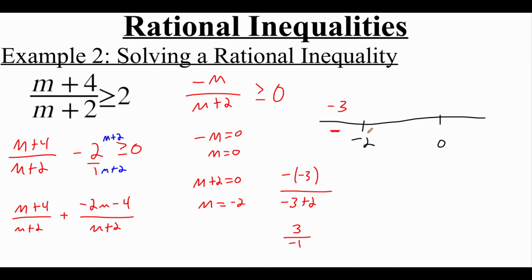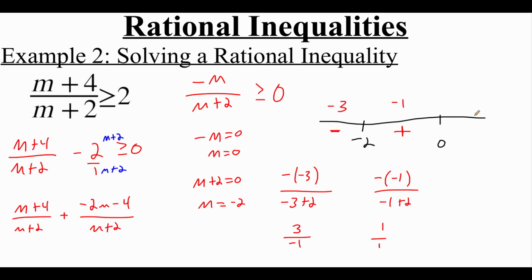Now in the middle, I need to pick something between negative 2 and 0, so maybe negative 1. So I get the opposite of negative 1 over negative 1 plus 2. So on top, I get a positive 1. On bottom, I get a positive 1. So positive 1 divided by positive 1 is positive 1. So we've got a positive interval in the middle.